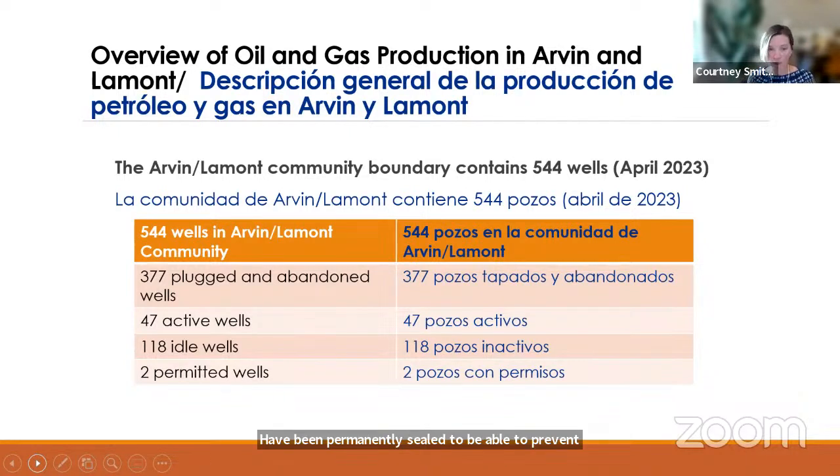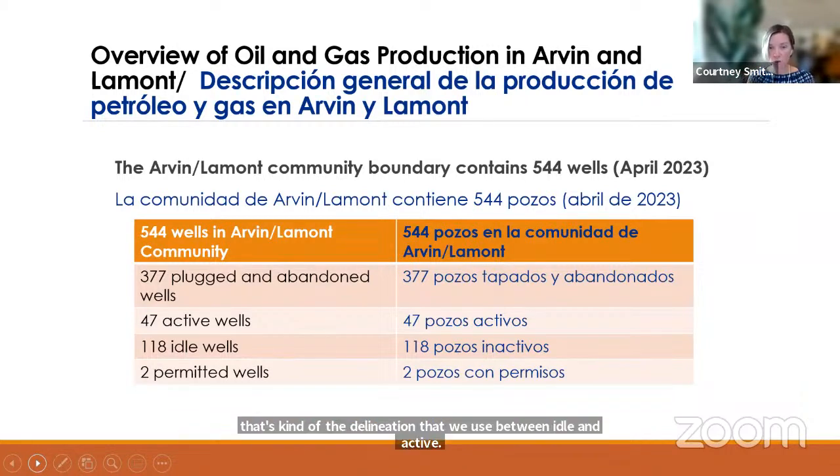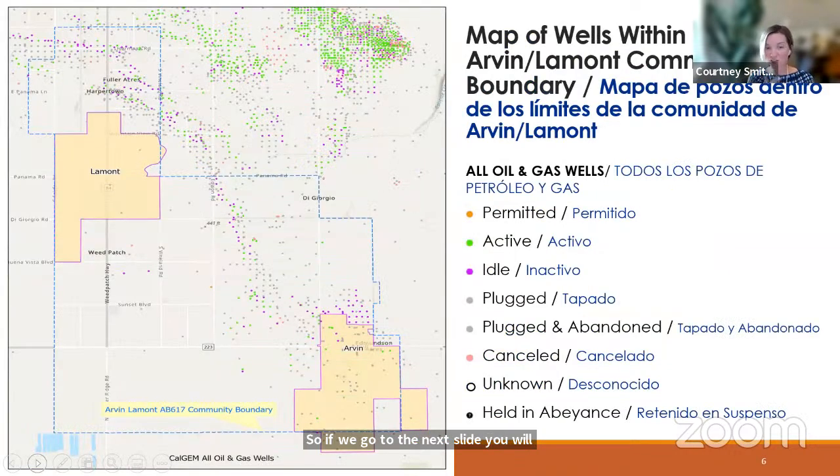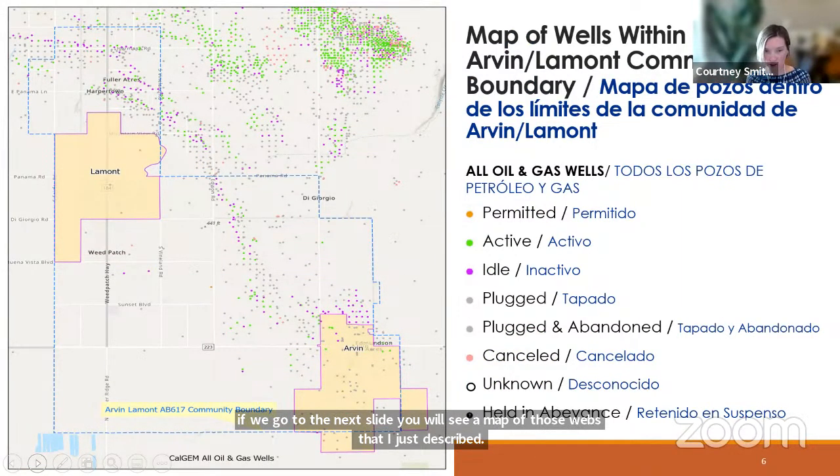In addition, there are 47 wells that are characterized as active. And what we mean by active is that they are actively being used for oil and gas production, or they haven't been used for a short time, under 2 years. There's also 118 idle wells. So these are wells that have not been used for production for 2 years or more. That's the delineation that we use between idle and active. And lastly, there are 2 wells that have been permitted, but have not yet been drilled. So if we go to the next slide, you will see a map of those wells that I just described, so that you can have a visual representation of where they're located.